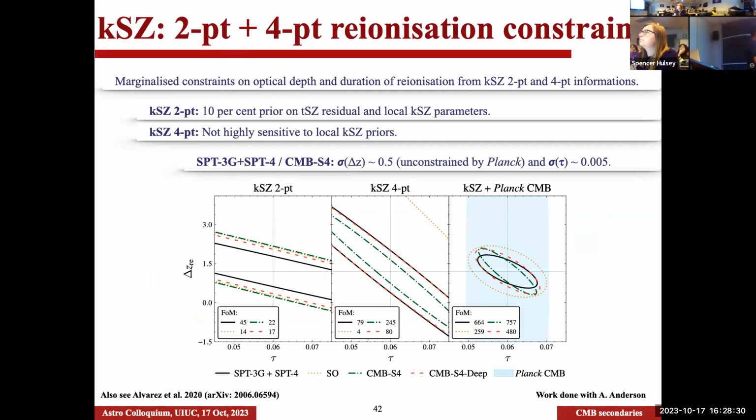So yeah, they showed that we could actually do really well if we included that higher order function. And then we did some forecasts for SPT, and this is what we found. So this is again the same constraints on reionization. The vertical axis is the optical depth, the horizontal axis is the duration. And you can see that the 2-point doesn't constrain optical depth. And then when we go to 4-point, this degeneracy direction is slightly different. So when we combine these two things with Planck, we get a really nice constraint. So when we include the 4-point function, basically the constraints improve by a factor of 3. Okay, so that's what we found in these forecasts.